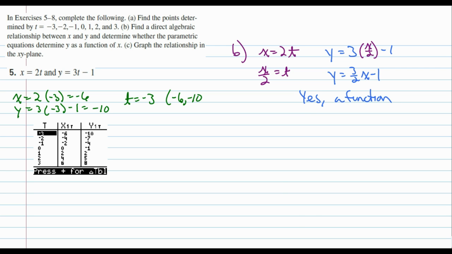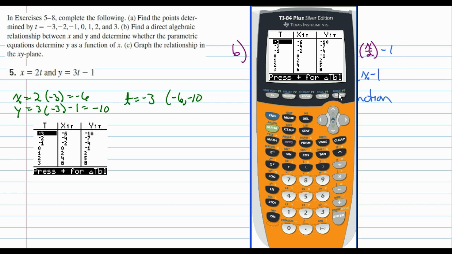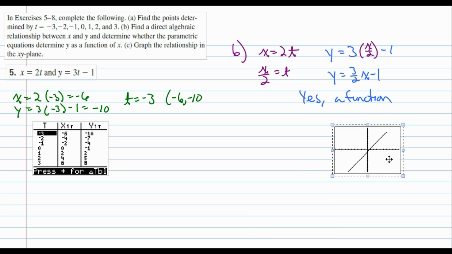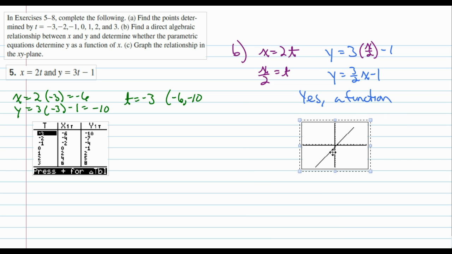Part C, graph the relationship in the xy plane. So at this point I have them typed in, I believe. Yep, so I can just hit graph. And there's the line that I predicted. 3/2 x minus 1, so a slope of 3/2, a y-intercept of -1.